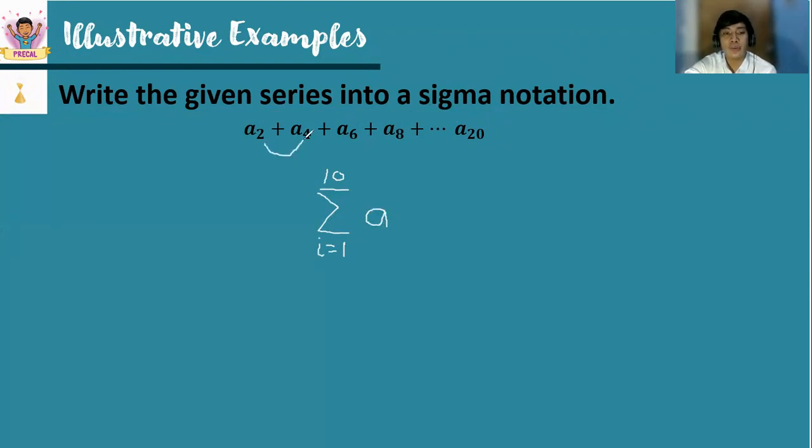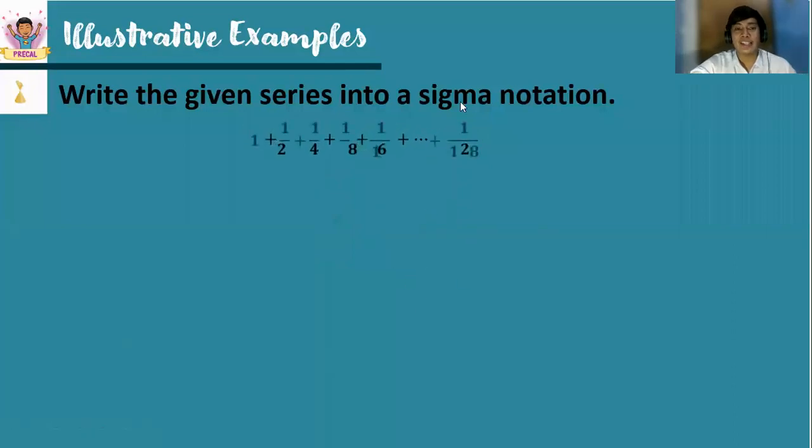And then how do we represent the even subscripts? To represent that, we could have a sub 2i. So therefore, the correct sigma notation for this given series is the summation of A sub 2i from I is equal to 1 to 10. Any question?